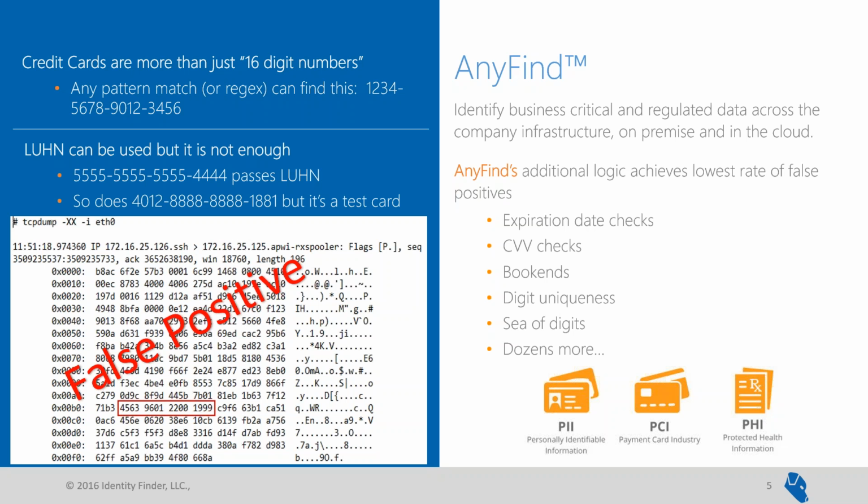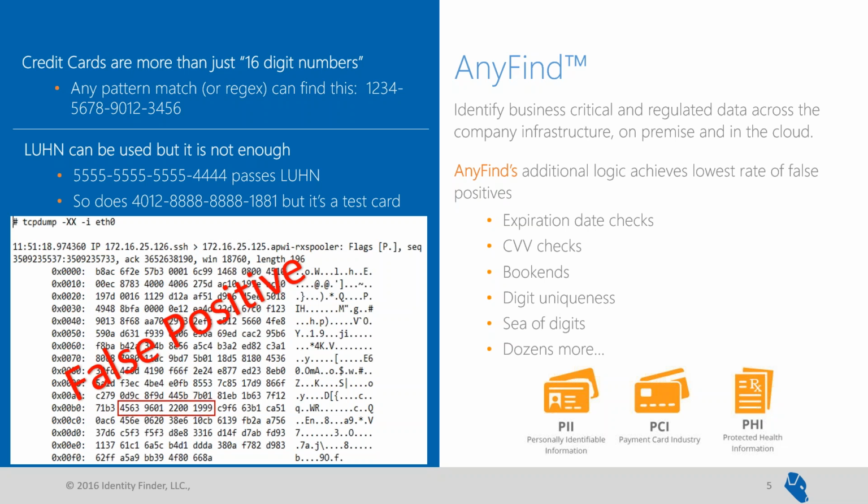Gabe, AnyFind is Sensitive Data Manager's trademark validation technology, which amplifies the accuracy of typical pattern-based matching techniques for many of the common PII and PHI regulated data types by applying additional validation checks that a person would normally do. And this results in higher accuracy and fewer false positives.